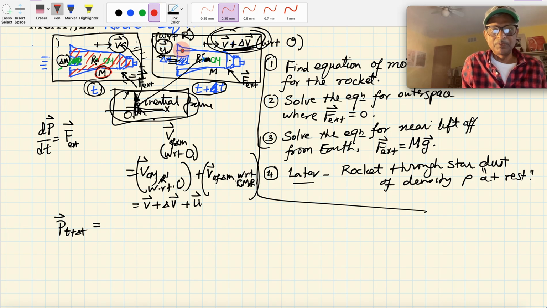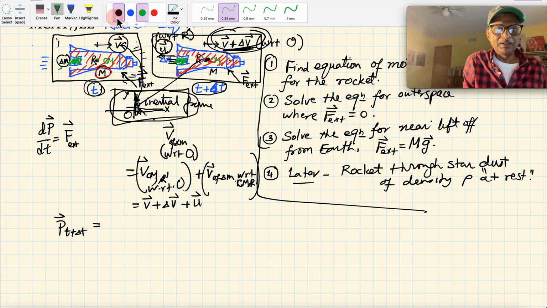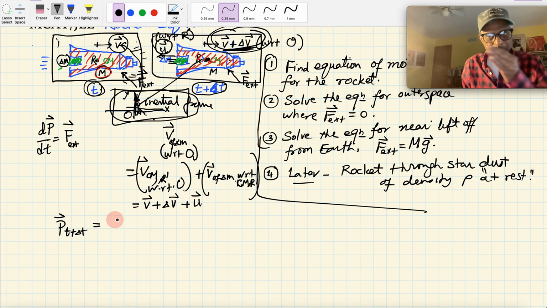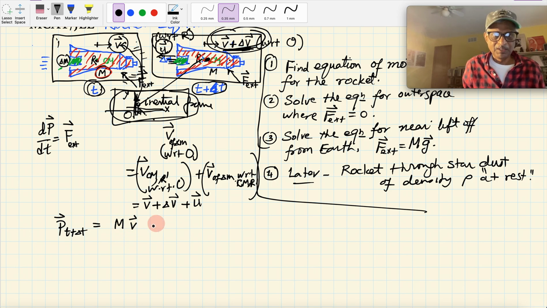So that's m, and the one that's going to get ejected is delta m. Okay, so this is a standard way of accounting for the masses. So you have m times (v plus delta v).